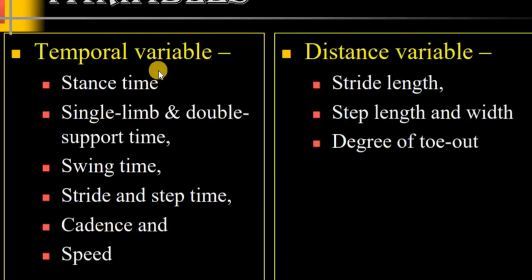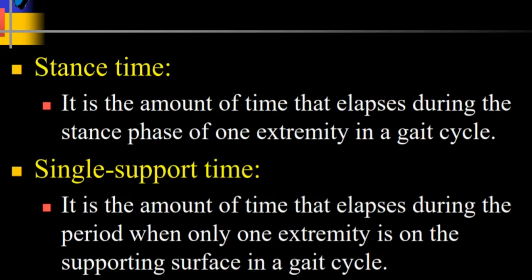The variables are the temporal variable and the distance variable. Under the temporal variables come stance time, single limb and double limb support time, swing time, stride and step time, cadence and speed. Distance variables are three only: stride length, step length and width, and degree of toe out. So we will see about each variable.